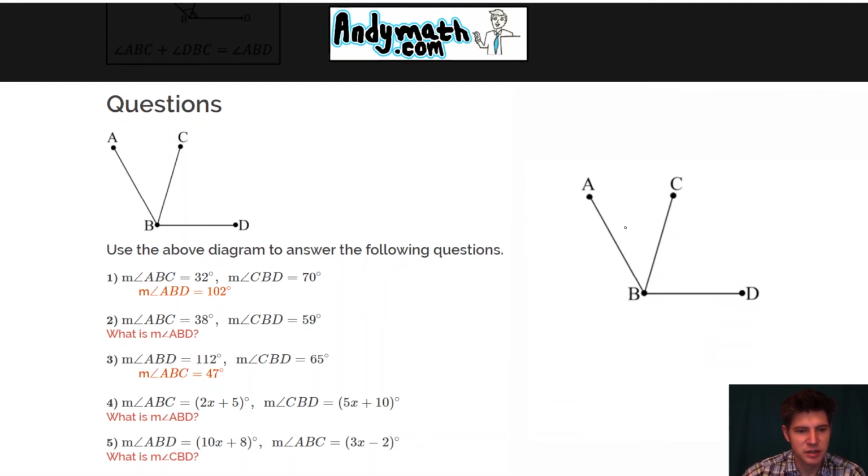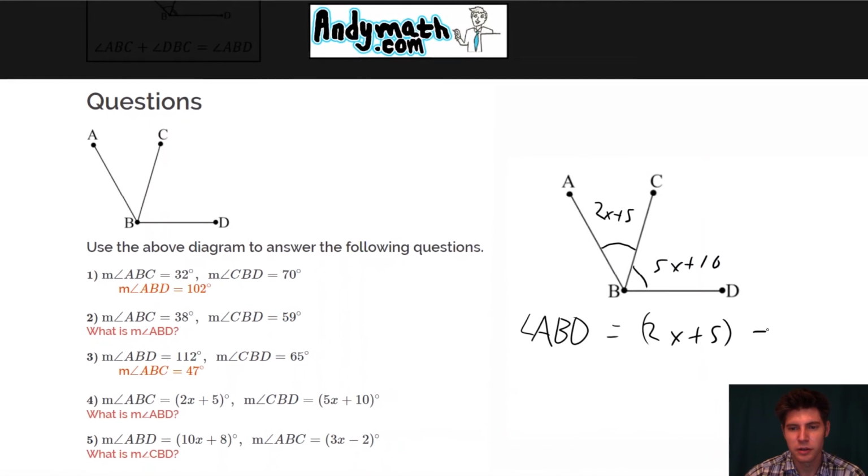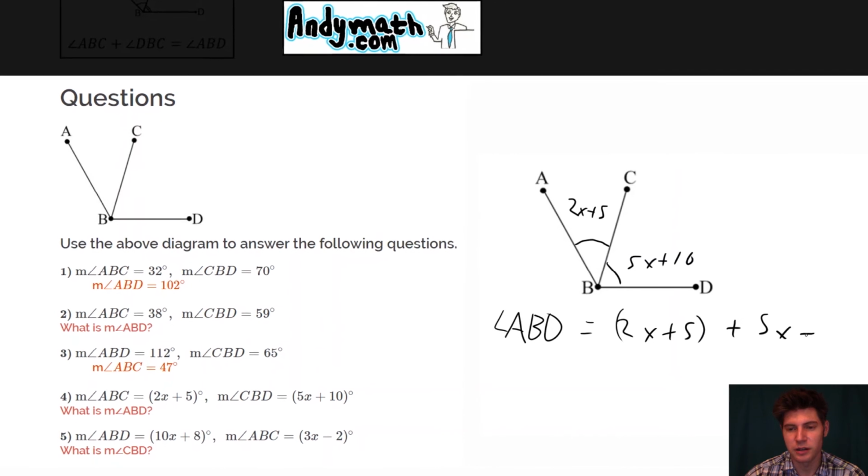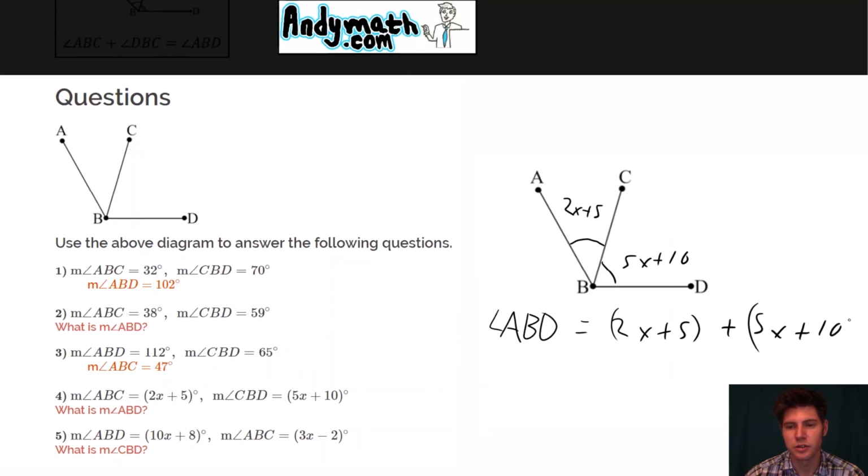So they're telling us ABC is 2x plus 5. So this right here is 2x plus 5. And CBD is 5x plus 10. So we're going to add these together. So to get ABD, it's 2x plus 5 plus 5x plus 10. We're going to add the two angles.